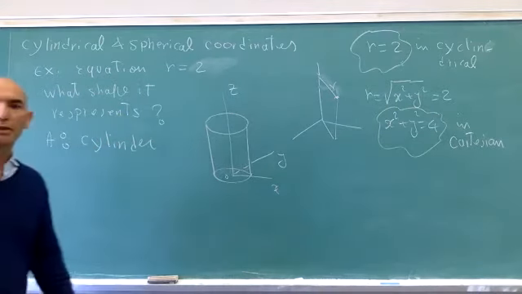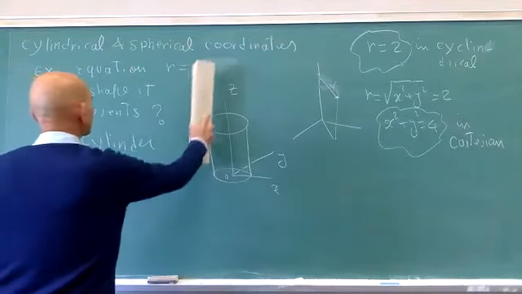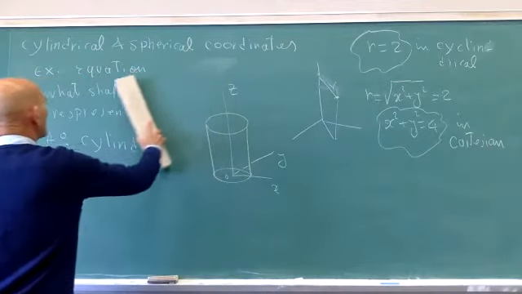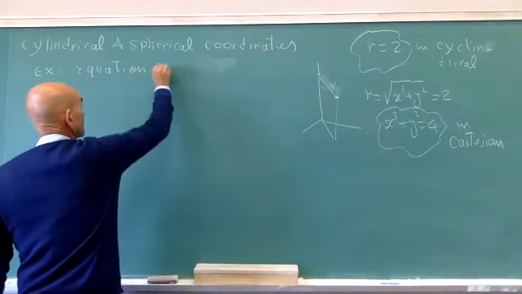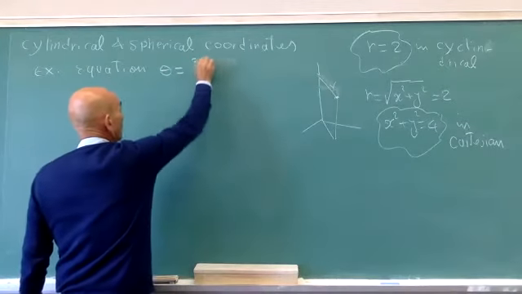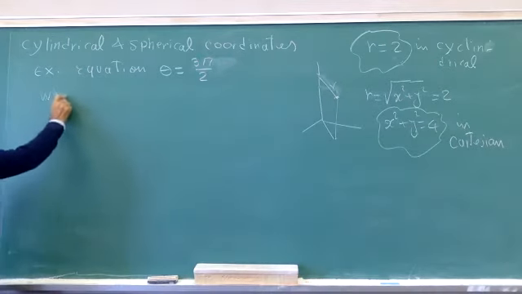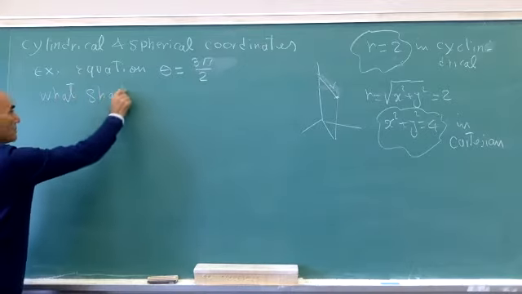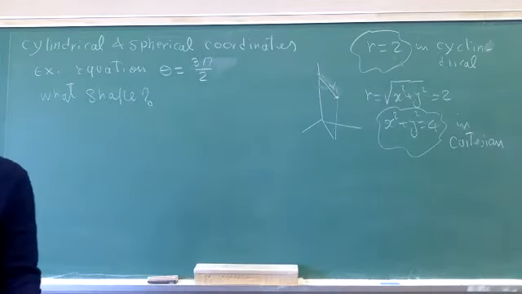What about the equation theta equal to constant? For example, theta equal to 3 pi over 2. What shape is it? Would it be like a plane that's parallel with the z-axis? But a half plane only, right? It just happened because we start from just half of the story, right?